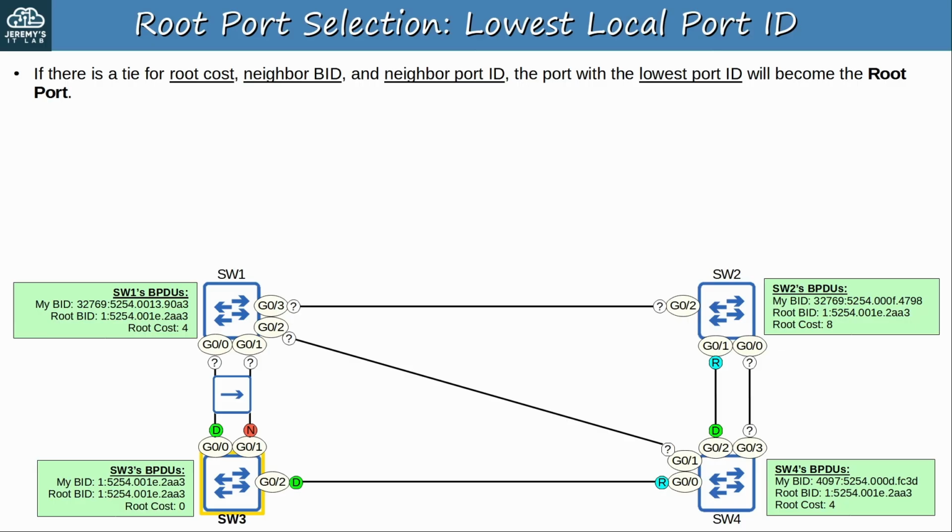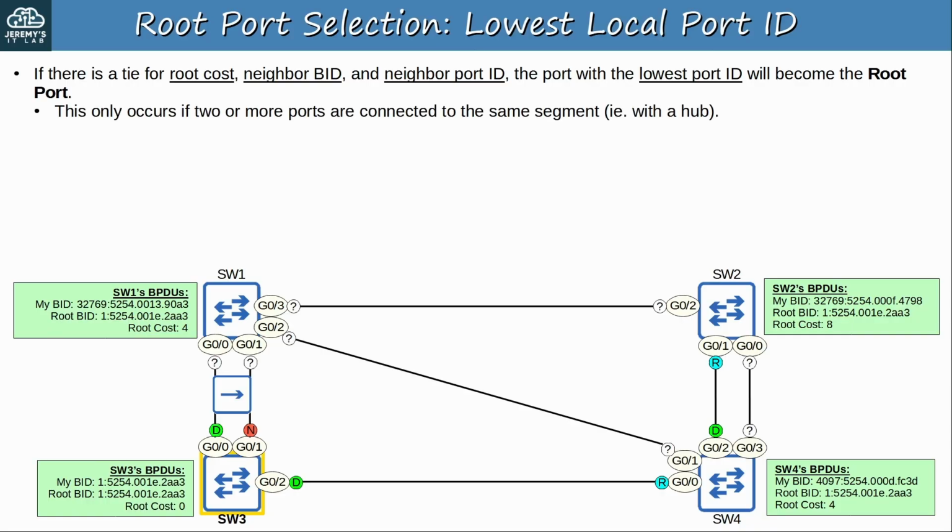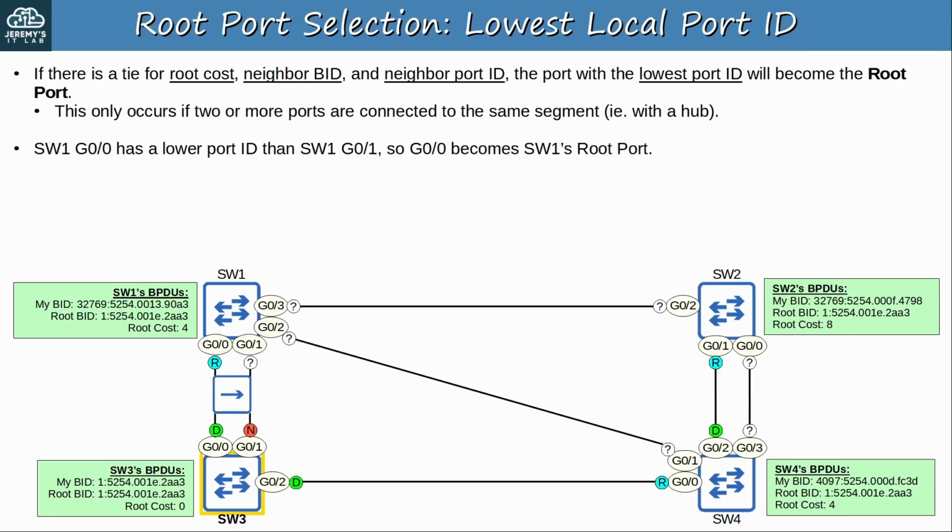If there is a tie for root cost, neighbor bridge ID, and neighbor port ID, the port with the lowest port ID will become the root port. However, this only occurs if two or more ports are connected to the same segment, for example with a hub. It's probably not something you'll encounter, but I think it's good to at least know what happens in such a case. Switch 1 G00 has a lower port ID than switch 1 G01, so G00 becomes switch 1's root port.